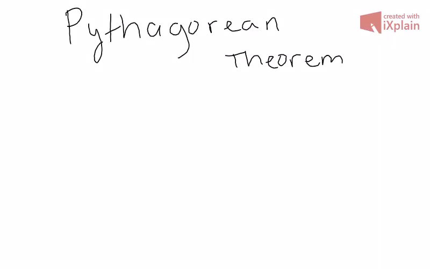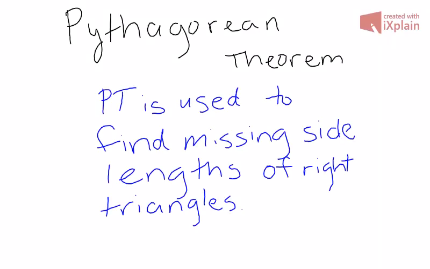This video is on the Pythagorean Theorem. The Pythagorean Theorem is used to find missing side lengths of right triangles. The formula for the Pythagorean Theorem is a squared plus b squared equals c squared, where a and b are the legs of the right triangle and c is the hypotenuse.